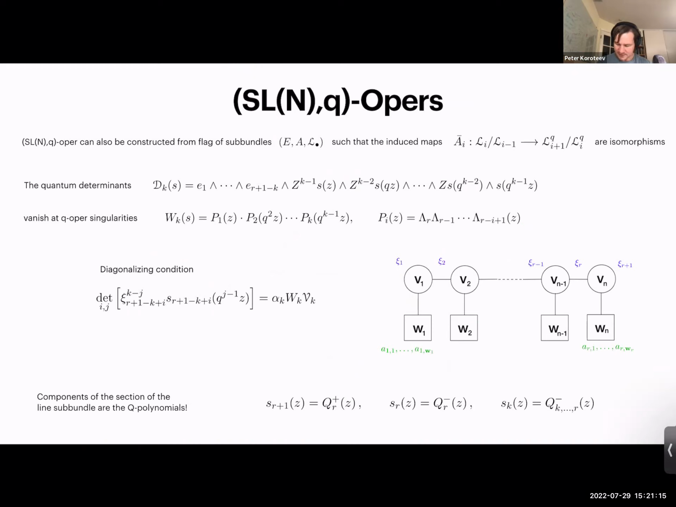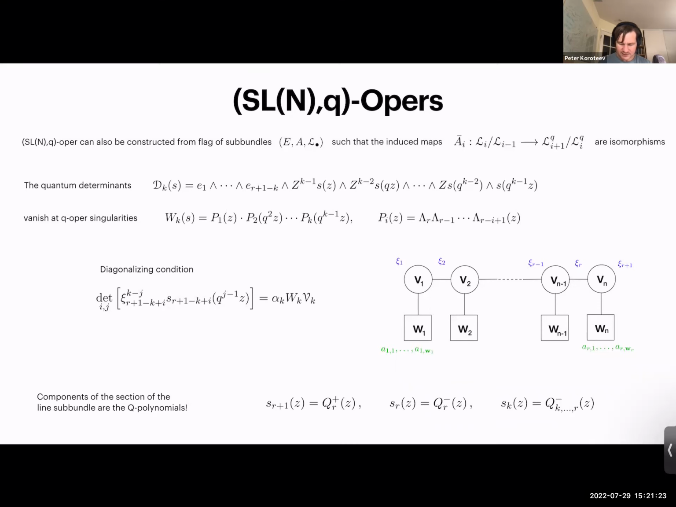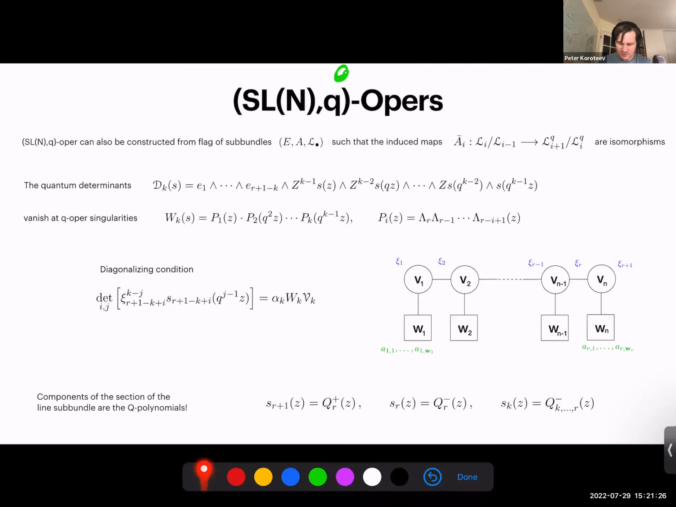So let's do the SLN example. For the q-Opers, how do we define an SLN oper? We need to take a flag of sub-bundles, so we have L1 inside L2 inside L3, etc., inside E, and then we require n-1 isomorphisms. At every location, Li to Li plus 1 mod Li is an isomorphism. So we write this oper condition every time.